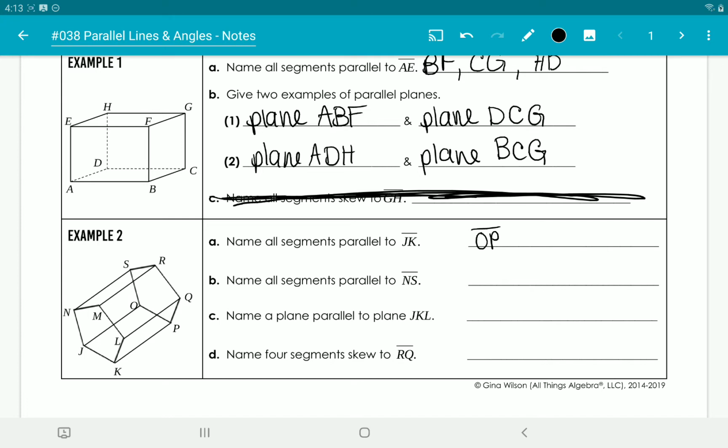So now we're going to name all segments that are parallel to NS. Okay, so all of them that do this kind of a cross thing. We would have JO.